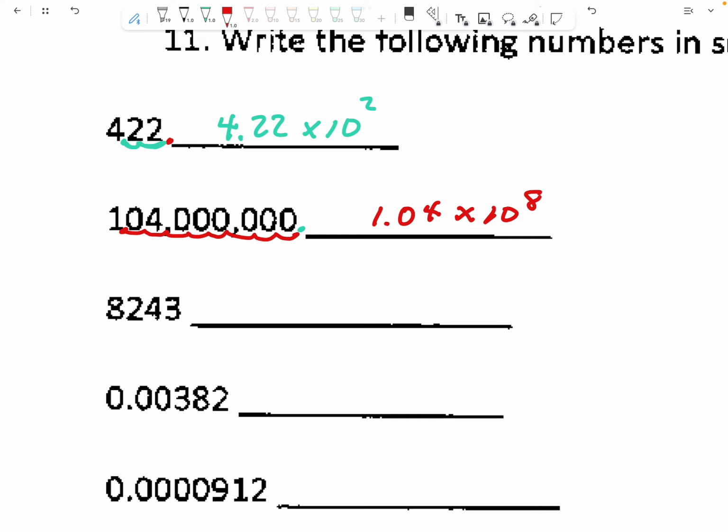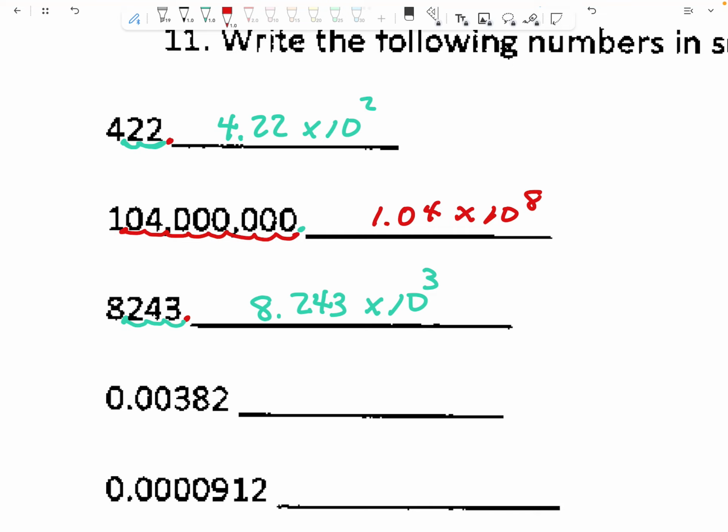We have 8,243. Old decimal is here. We want our new decimal for scientific notation to be there. And so now we're going to count backwards. 1, 2, 3. 8.243 times 10 to the third. Okay, positive exponent.